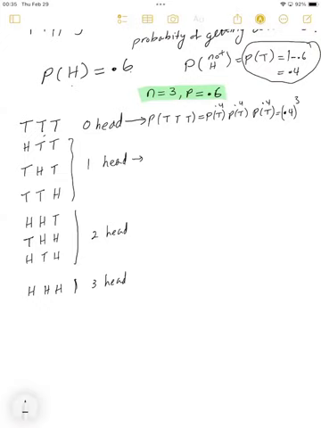Finding the scenario of getting a head, I'm not going to write all of them, just a few. For this scenario, we have the probability of getting a head and a tail and a tail. So you find the probability of getting the head times the probability of getting the tail times the probability of getting the tail. We have three independent events, so to find the probability of this situation, you multiply the three of them. Head is 0.6, tail is 0.4, and tail is 0.4. So we have 0.6 times 0.4 to the power 2.